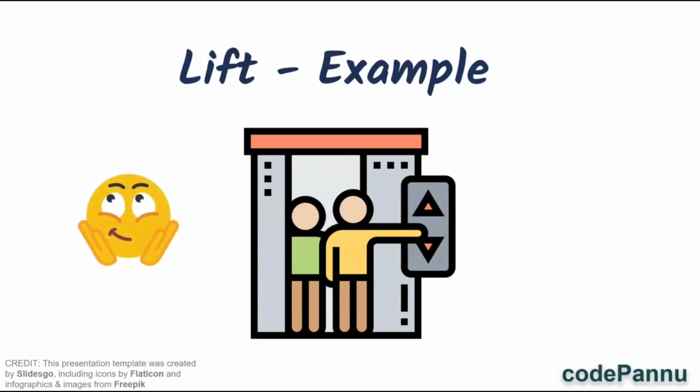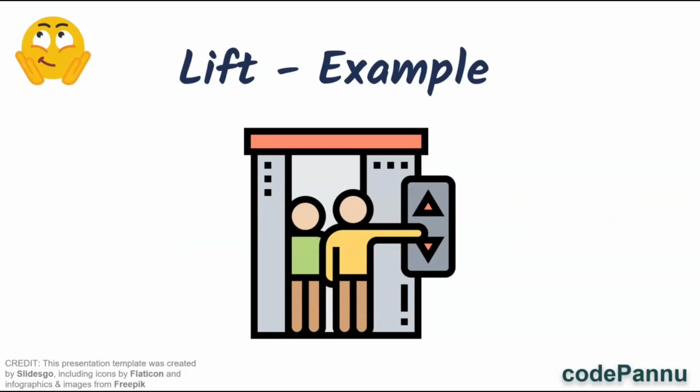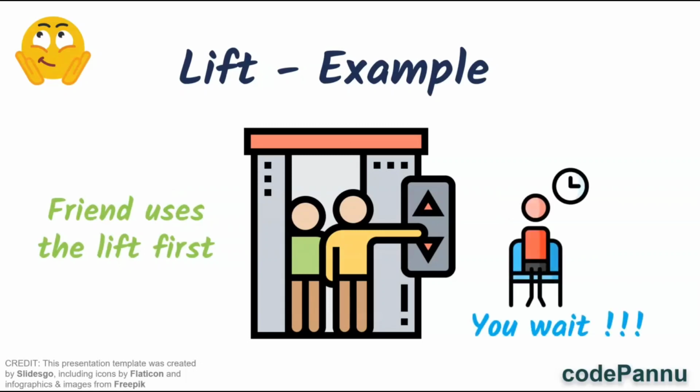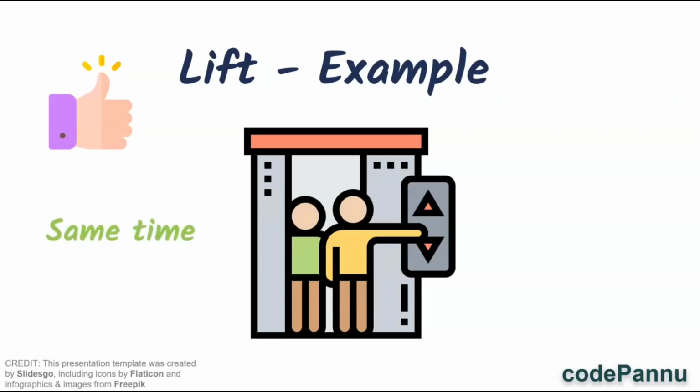Imagine you and your friend want to go to different floors at the same time. Just think if your friend uses the lift first to go to his floor and then you wait for the same lift to come back and take you to your floor. It is crazy, right? It would be very easy if both of you can call the lift at the same time, press different floor numbers and go to different floors, correct?